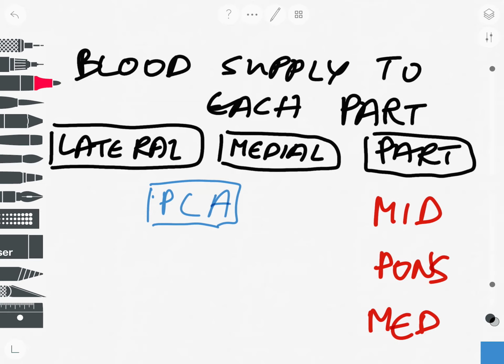Now if you're going in descending order, then the next artery that comes after the PCA in the circle of Willis, if you remember, will be the AICA, the anterior inferior cerebellar artery. And that's exactly what supplies the lateral pons, the AICA. And for the AICA to be supplying the lateral bit, it has to have an origin point, an artery that leads up to the origin of the AICA, and that artery is the basilar artery.